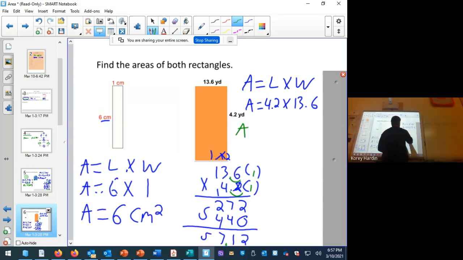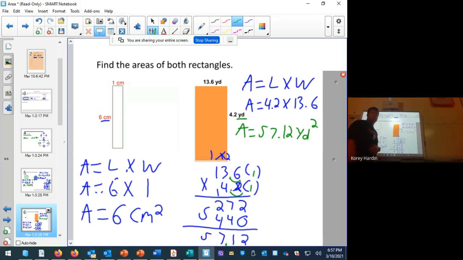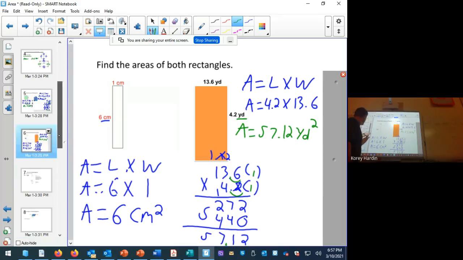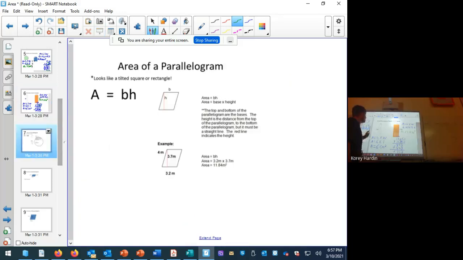57.12. So area equals 57.12 yards on this one. And then I square it. So 57.12 yards squared. All right. So now, let's go to my next shape.